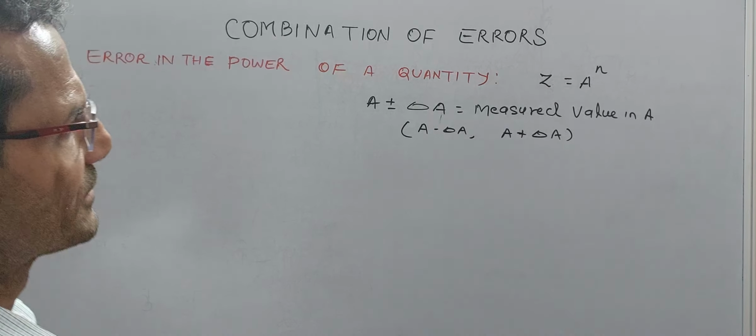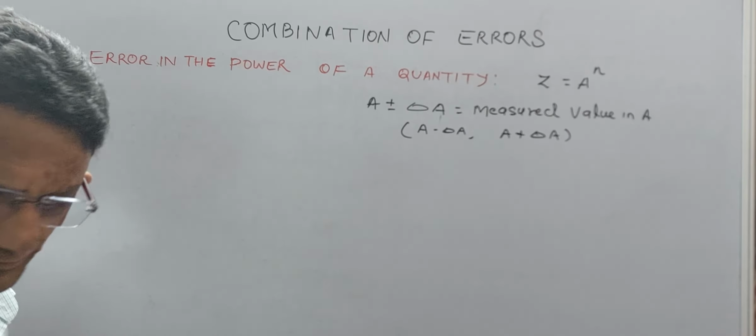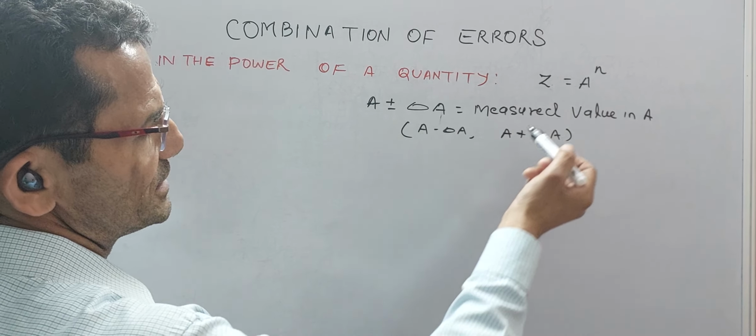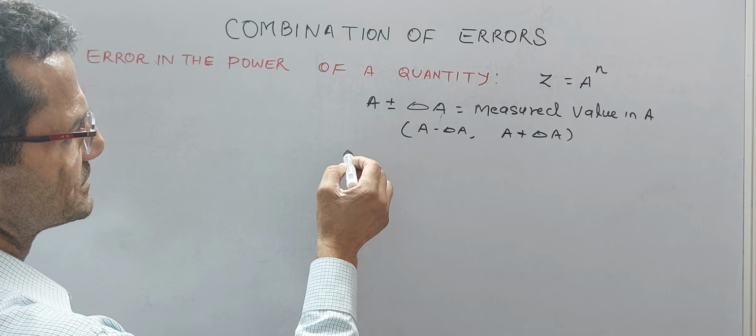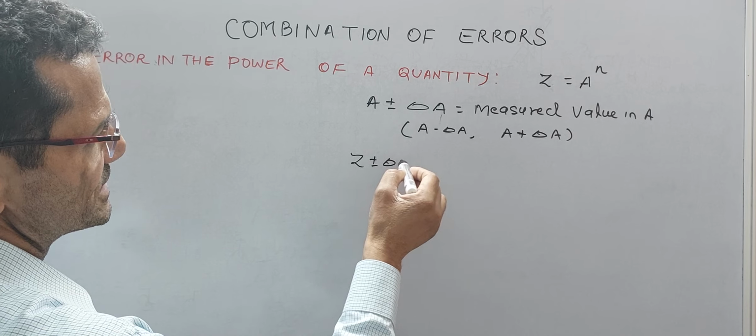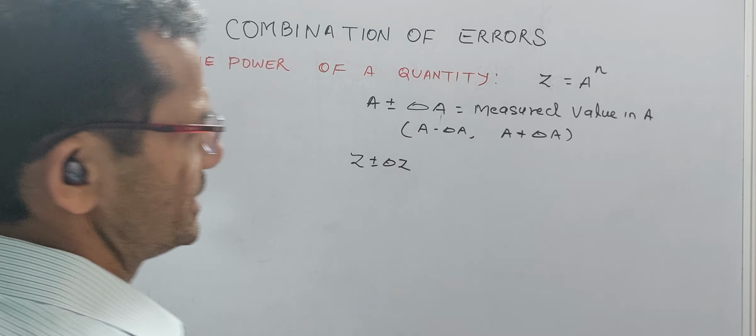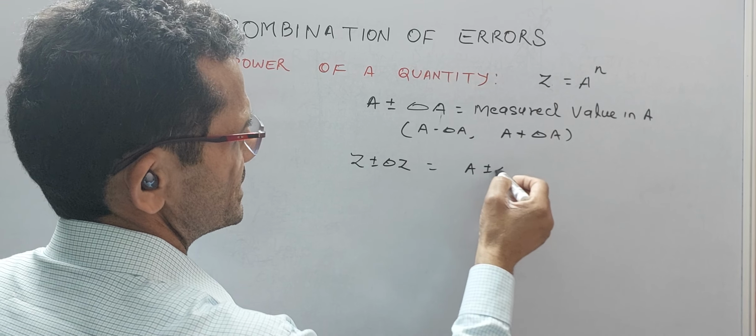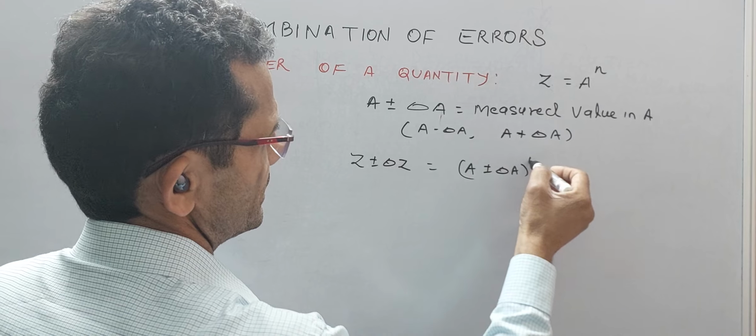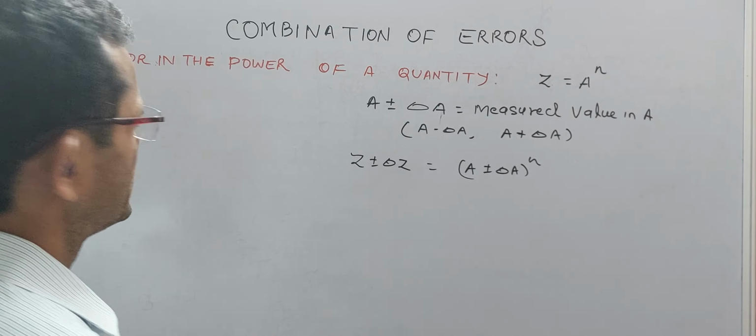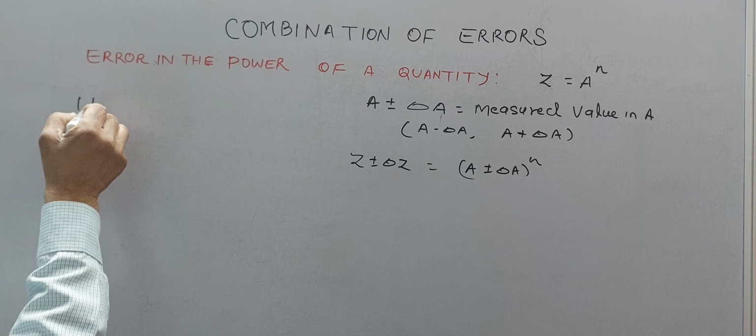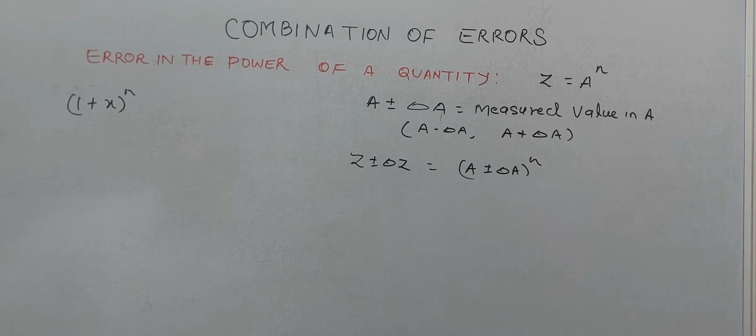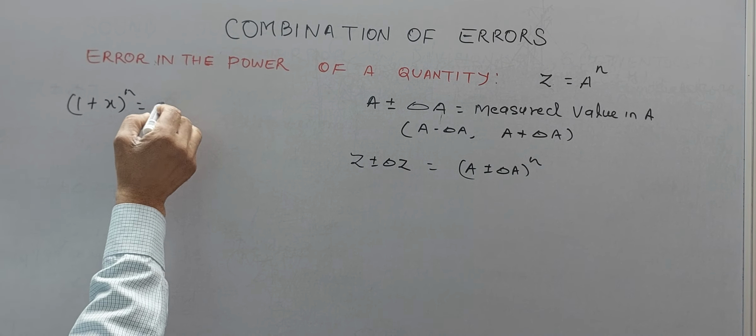So we need to calculate here the errors in the nth power of A: Z plus minus delta Z. Delta Z will be the absolute error in Z, and delta A is the absolute error in A. Now (A plus minus delta A) raised to the power n. So we have a formula here: (1 plus x) raised to the power n, by expanding binomially, by binomial expansion.